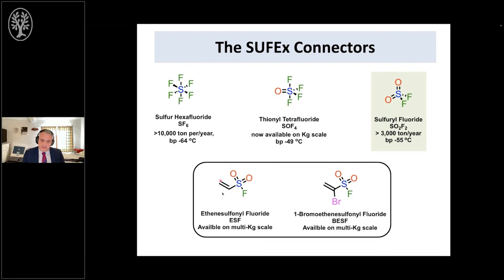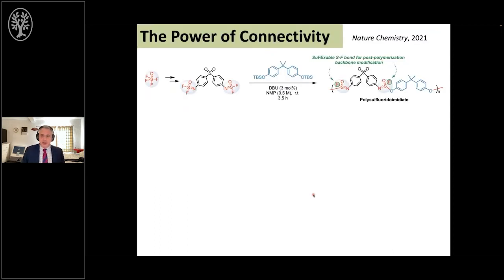In this case, they're appended to an unsaturated or double bond. In this case, this is ESF, and this is bromo ESF. So you can imagine doing chemistry at this region of the molecule, and then doing orthogonal chemistry at the sulfonyl fluoride end. So I'm going to focus on this style of connector today. But first, I'm just going to show you an example of the power of connectivity, why we're really focusing on this.